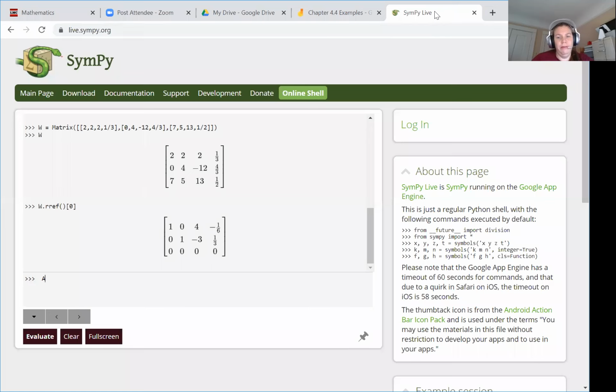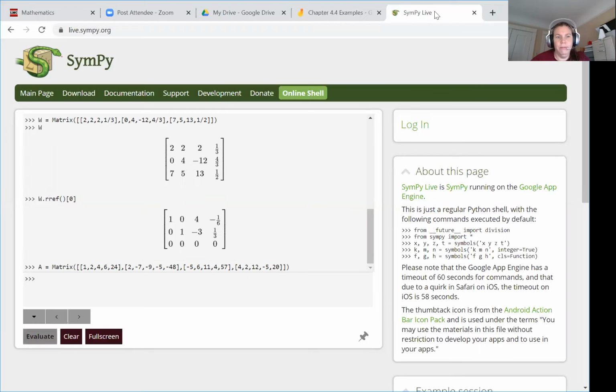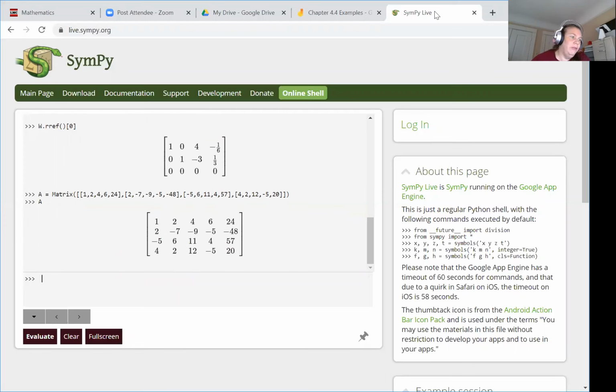All right, I'm going to call this matrix A, just arbitrarily. So our first row is 1, 2, 4, 6, and 24. Our second row is 2, negative 7, negative 9, negative 5, and negative 48. Our third row is negative 5, 6, 11, 4, and 57. And our last row is 4, 2, 12, negative 5, and 20. All right, so here's our augmented matrix. And so let's do reduced row echelon form on matrix A.